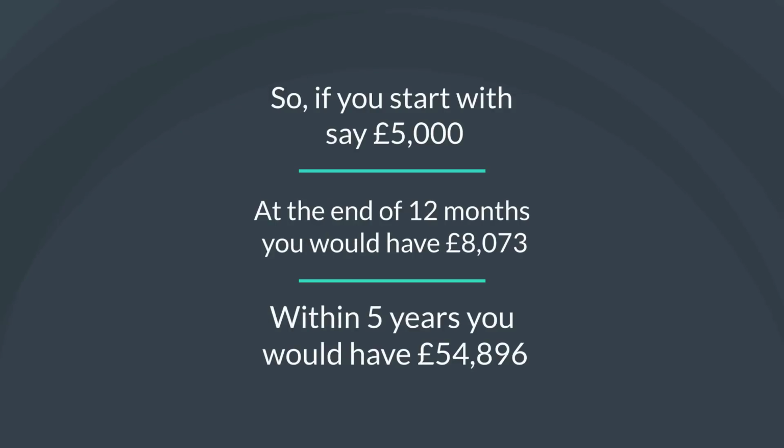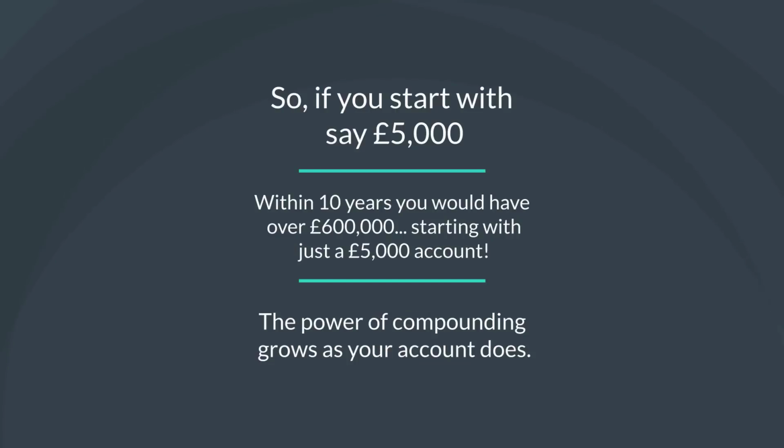At the end of 12 months, you would have £8,073. Within 5 years, you would have £54,896. Within 10 years, you would have over £600,000, starting with just a £5,000 account. You can see compounding seeming to make a bigger impact as you go along. The power of compounding grows as your account does.